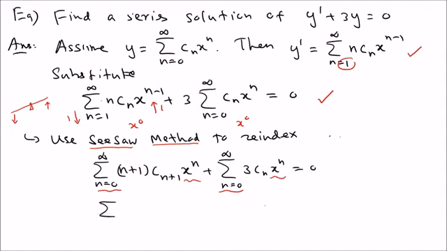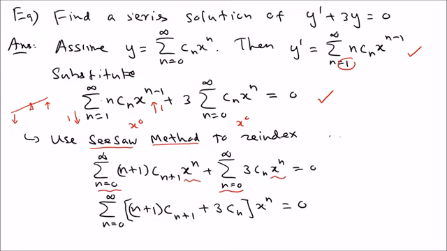So we can write this as the sum from n equals 0 to infinity of (n plus 1) c_(n+1). I'm not going to write the x^n term, leave it. And then from the other one you get 3 c_n. Now we can write the common x^n outside. So now what does this say? This says that the whole series equals 0.